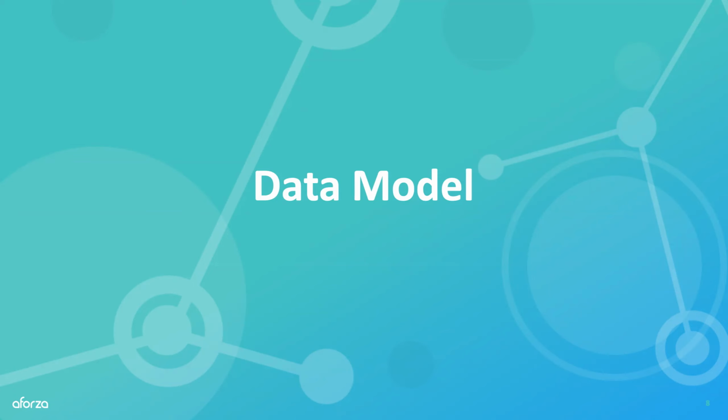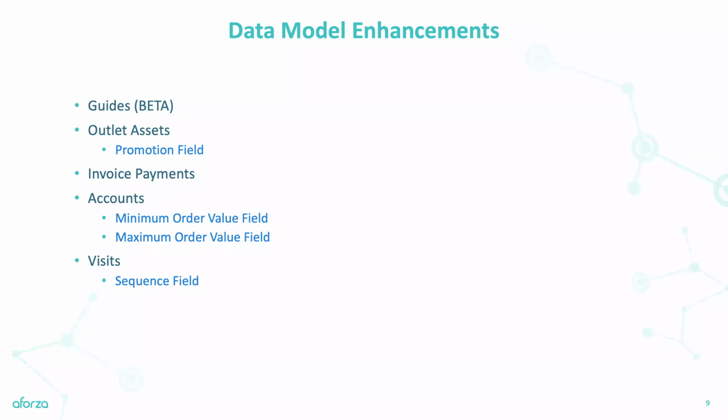So the first thing we're going to look at is the data model. Not the most exciting of things, but really critical for the foundation of what you're building for consumer goods applications. So we've made a few small tweaks and enhancements to the data model to help you with your solutions. So the first is we've got this new guides feature coming out, which is in beta. And I'm going to talk about that a bit later on in the slides. So we'll leave that for now, but it's a brand new feature. So I'm excited to share that with you in the slides afterwards.